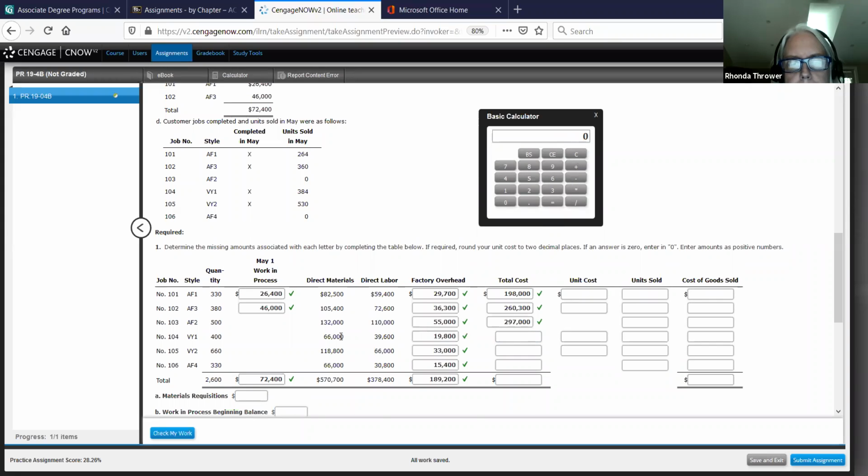In the next job, we're starting with materials of $66,000. I'm going to add to that $39,600. And I'm going to add to that $19,800. And that's going to give me a total cost of job number 104 of $125,400.